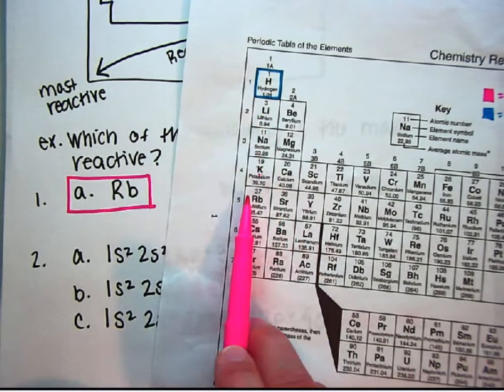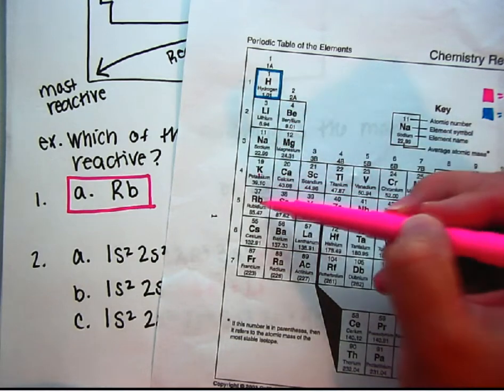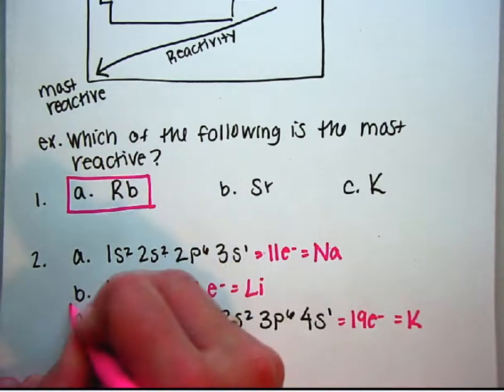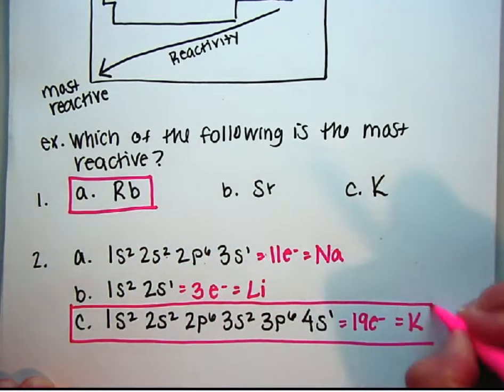Reactivity increases as we go down a group. So sodium is more reactive than lithium. Potassium is more reactive than sodium. So our answer would be C, potassium.